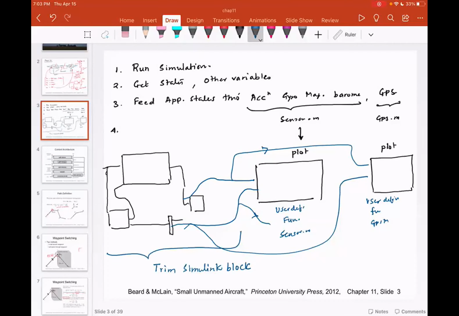And what you need to do is interface gps.m, user-defined function, and sensor.m, user-defined function, to your trim. I think it is project 4. Correct me if I'm wrong, project 4.